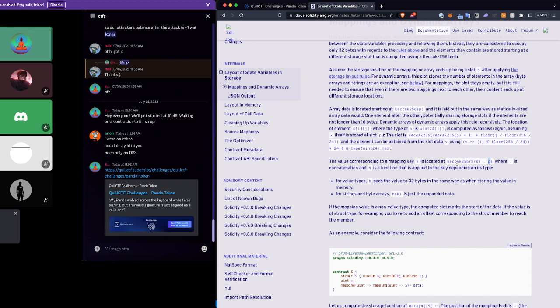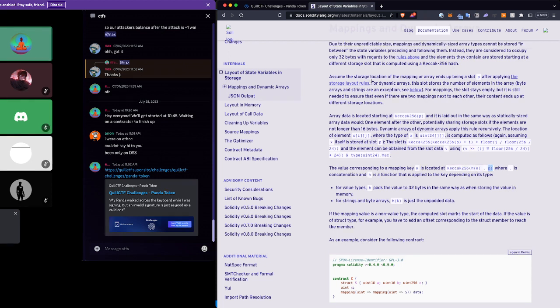P was also presumed to be 0. So we're at the location of P, they define P up here. So assuming the storage location of the mapping or array ends up being a slot P after applying the standard storage layout rules. So P, it's saying that whatever is in slot 0 based off of the standard definition of Solidity's storage packing, that's the mapping we're looking at.